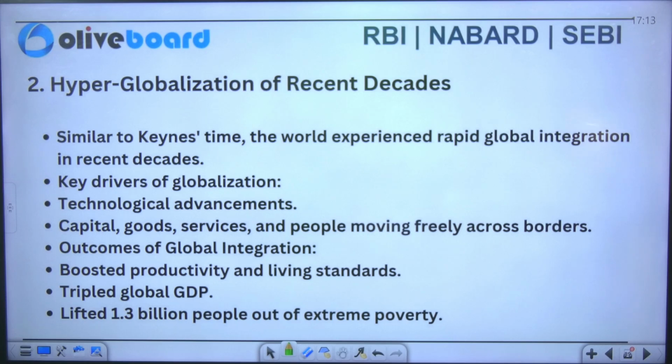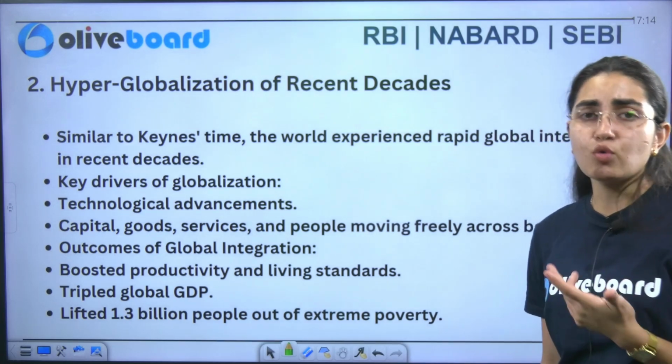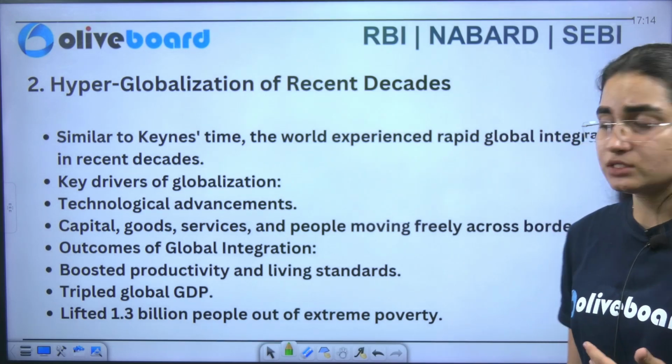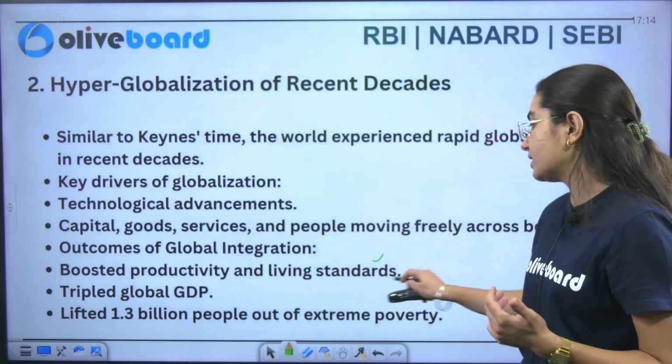Now, hyper-globalization of the recent decades. Similarly, if I talk about the Keynes time, the world experienced rapid global integration in recent decades. Key drivers of globalization are what? One is technological advancement, capital goods, services, and people moving freely across borders. Outcomes of economic integration: we are integrating with the rest of the economies. What are its outcomes basically? Of course it has positive and negative outcomes both, but what is written here particularly in this survey is that it boosts productivity and the living standard of people.